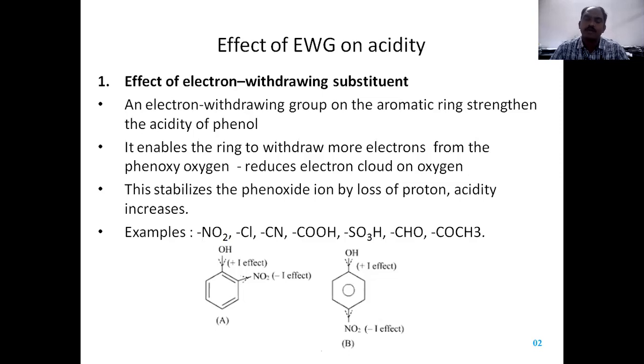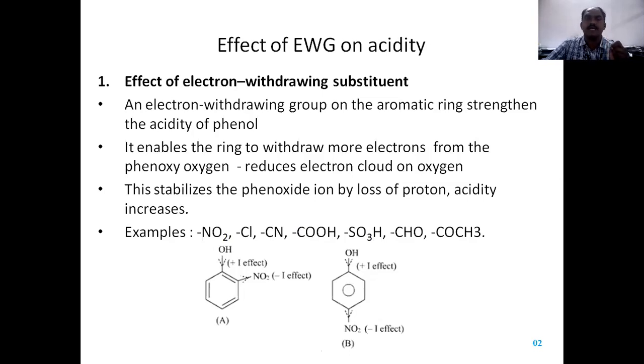Orthochlorophenol or parachlorophenol, acidity increases compared to phenol. If you take the example of cyanophenol, acidity increases. So with other functional groups, the nature of the molecule changes. So here the point you have to remember is that an electron withdrawing group will increase the acidity. How does it increase acidity?